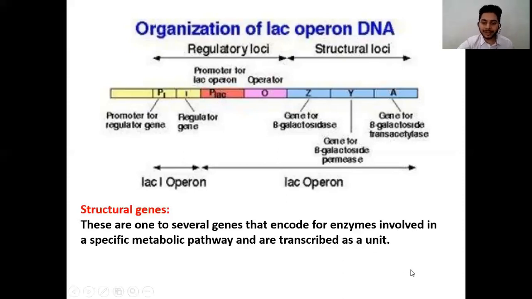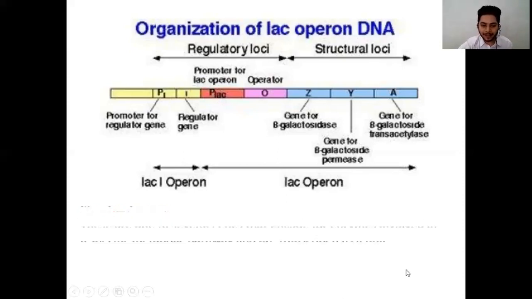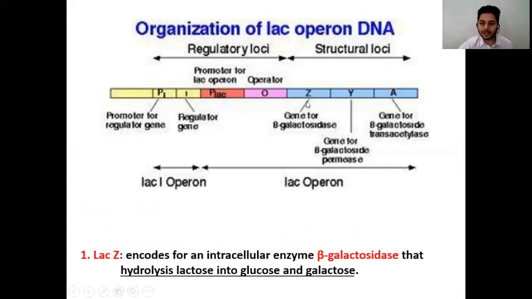So let us understand the role of each particular structural gene. The first one is your lac Z gene, which you can see over here. The lac Z gene encodes for an intracellular enzyme known as beta-galactosidase. The role of this enzyme is that it is going to hydrolyze the lactose in the growth medium into glucose and galactose. So your disaccharide lactose will be broken down into two monosaccharides, glucose and galactose, by means of the enzyme beta-galactosidase. So this beta-galactosidase will be encoded by lac Z.